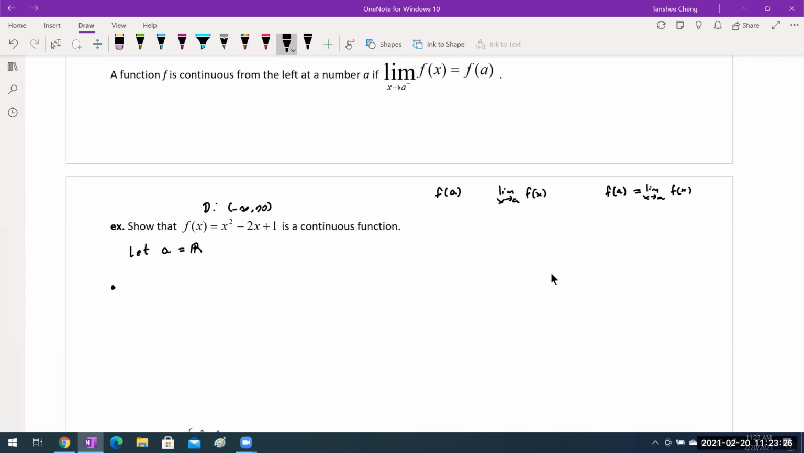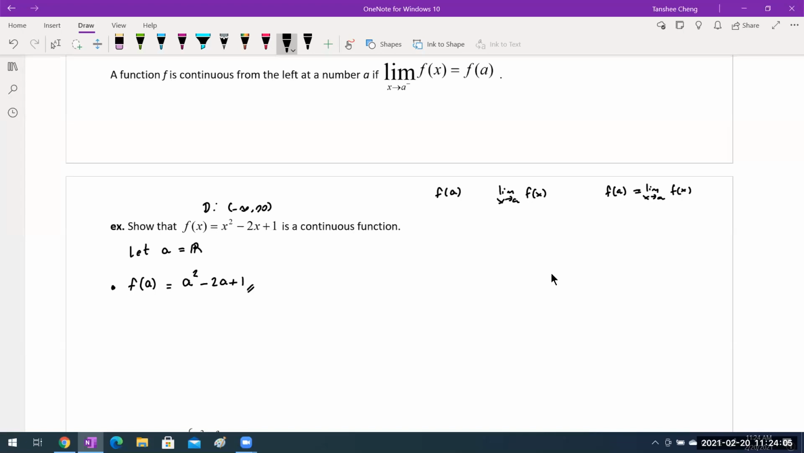First up, what do we need to show? We need to show that f of a is defined. Remember, a is arbitrary, any real number. Since this is a polynomial of second degree, I will be able to evaluate a squared minus 2a plus 1 by substituting it. So this value is defined for any a. So we show that f of a is defined. And the next part that we need to show is that the limit must exist.